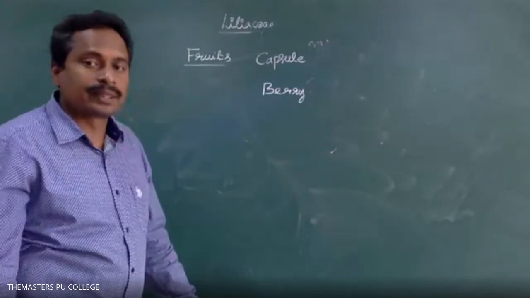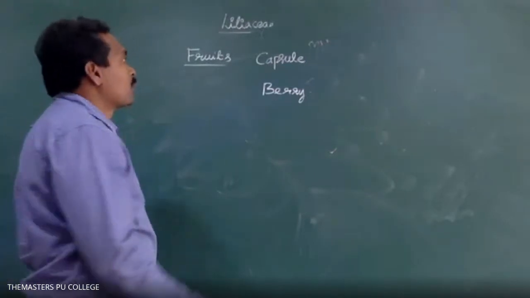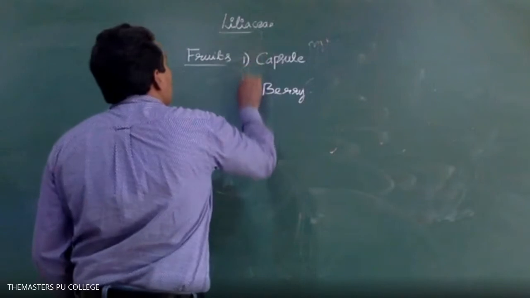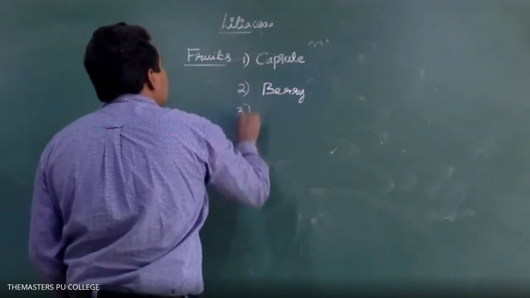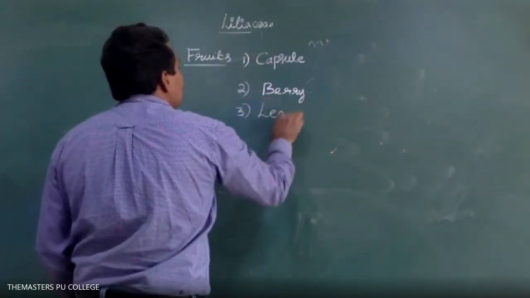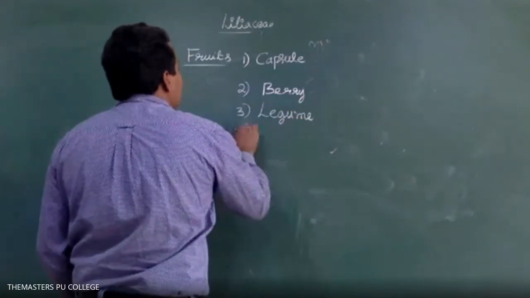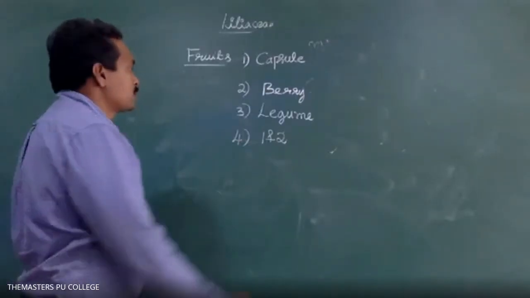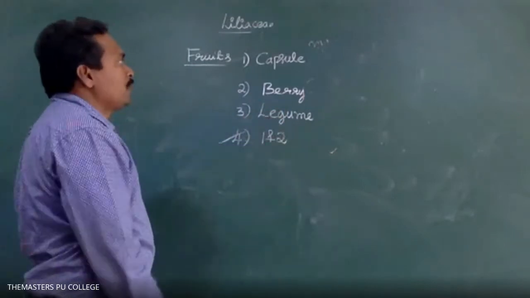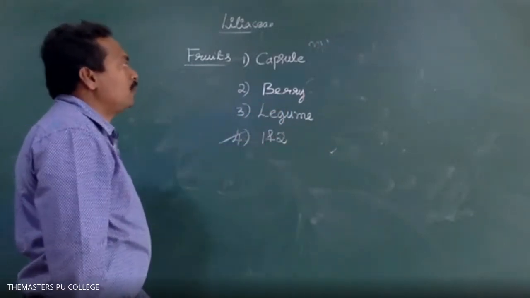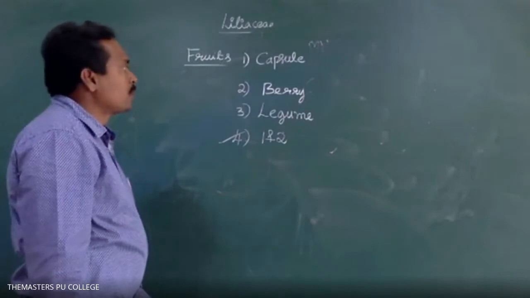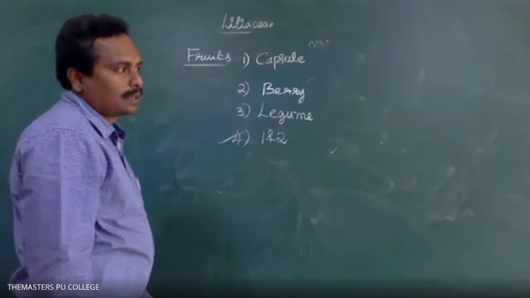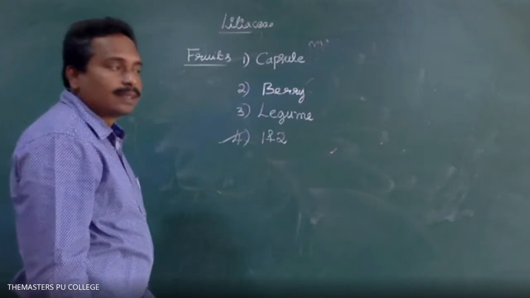Which of the following fruits are present in the Liliaceae family? Option 1 is capsule. Option 2 is berry. Option 3 is legume. Option 4 is 1 and 2. Very good. Option 4 is the correct answer: capsule and berry. Which of the following fruits are present in the Solanaceae family? Option 4, 1 and 2. Very good.